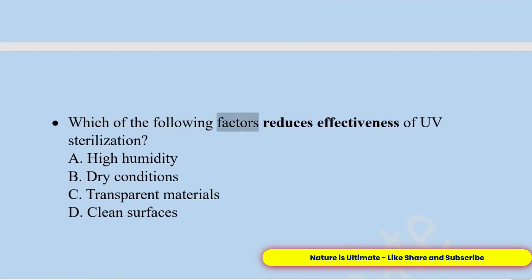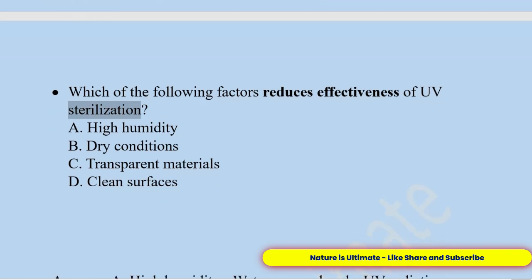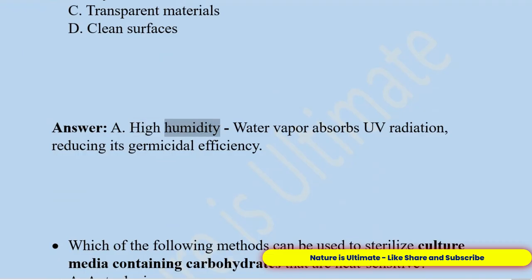Which of the following factors reduces effectiveness of UV sterilization? A. High humidity. B. Dry conditions. C. Transparent materials. D. Clean surfaces. Answer: A. High humidity. Water vapor absorbs UV radiation, reducing its germicidal efficiency.